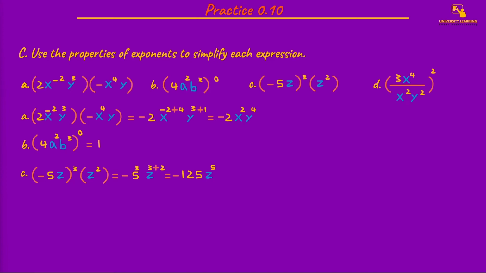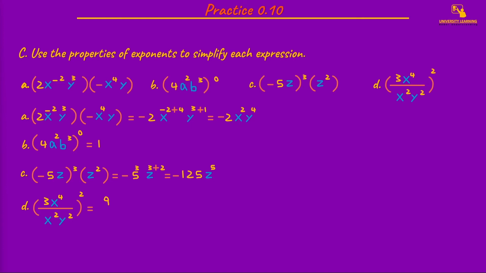Now let's move to point D. We have parentheses 3x to 4th over x to 2nd multiplied by y to 2nd, all over to the 2nd power. So to solve this problem, we need to distribute the power of 2 to all of these terms. So we will start with number 3. It will be 3 multiplied by 3, which is 9.